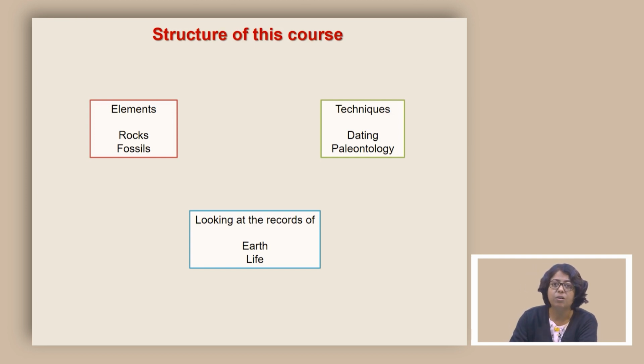Now we come to the structure of the course, which has primarily three components. The first component, I'm going to call the elements. These are materials that we study to look for the record. These materials include rocks. Rocks also include the minerals they are made up of. We look for fossils. Fossils are remnants of past life, and these are going to be the elements that we will be studying. And because we have to use these eventually, we will study how they form, what different types we can expect, and how we recognize these different types.